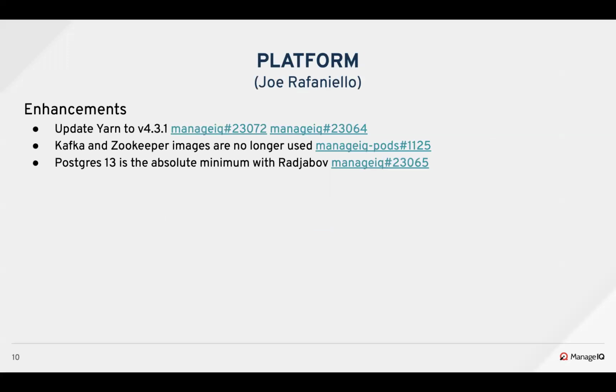Okay, thanks, Adam. For platform enhancements and improvements, Jason updated the yarn dependency twice, first to 4.3.0, then to 4.3.1. Brandon removed some no longer used pod images for Kafka and Zookeeper. And I changed the Postgres version enforcement. So we allow Postgres 14 through 16 in development and require 13 at a minimum. Previously, we allowed 10 to 13 only. Next slide.